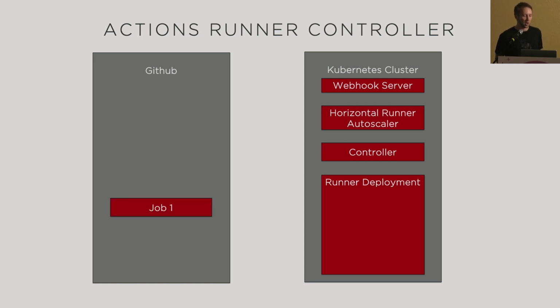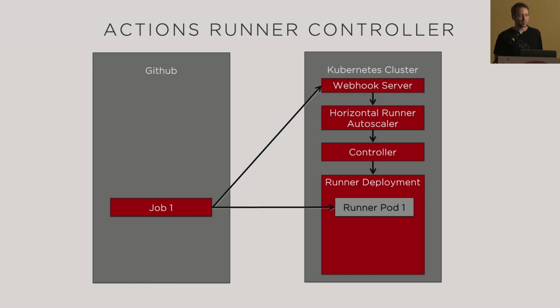When someone starts up a job in GitHub, GitHub actually sends a webhook event to our webhook server. At that point, the webhook server tells the horizontal runner autoscaler, hey, we need another runner to run this job. And then the controller takes that and adds a new runner to the runner deployment. So the new runner comes online. It's usually pretty quick, like on the order of 5 seconds maybe. It registers itself with GitHub, and at that point, job number 1 starts running on runner pod number 1. And I say pod number 1 because this is literally just a Kubernetes pod that happens to be running the runner software.